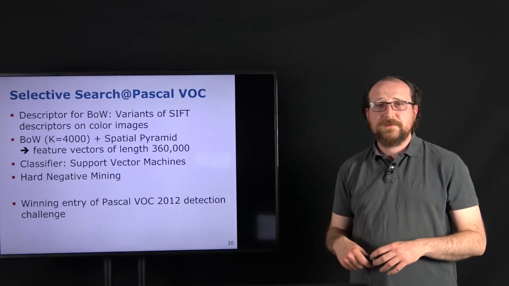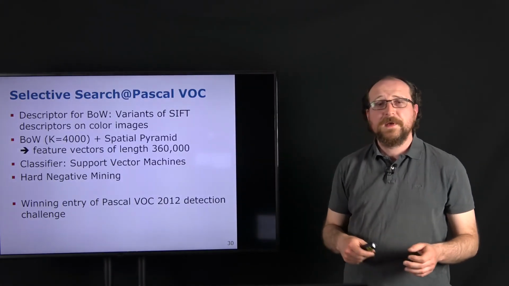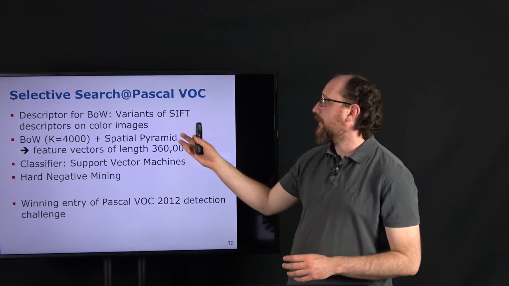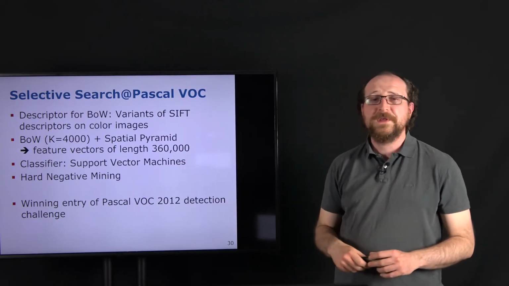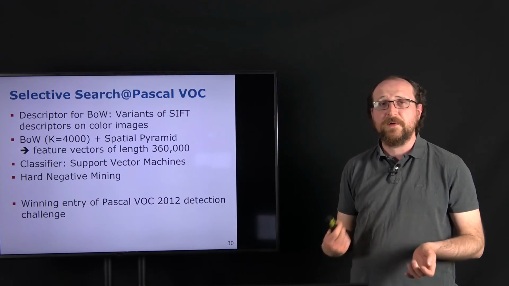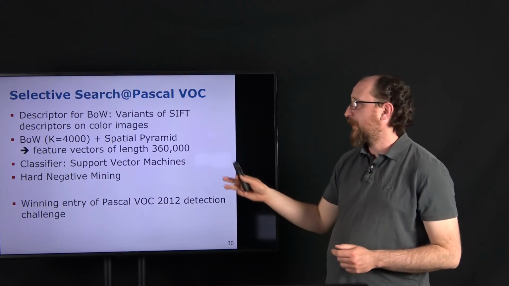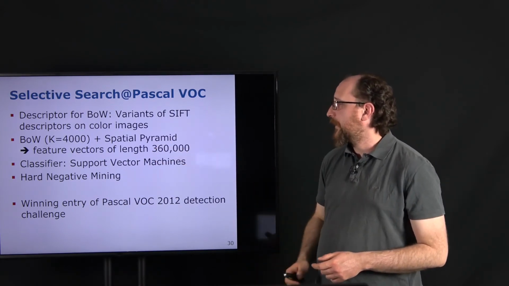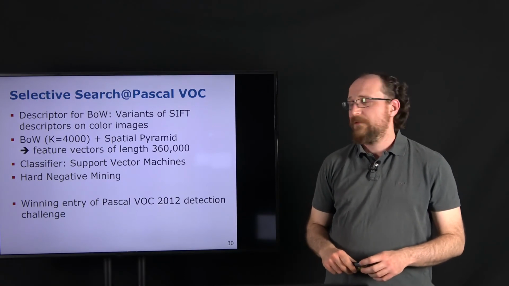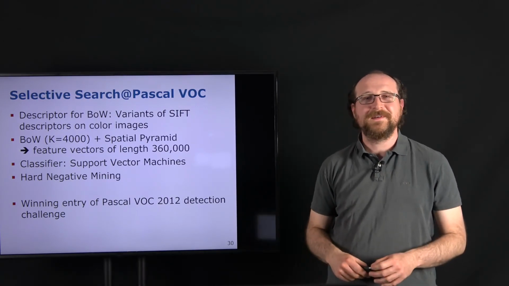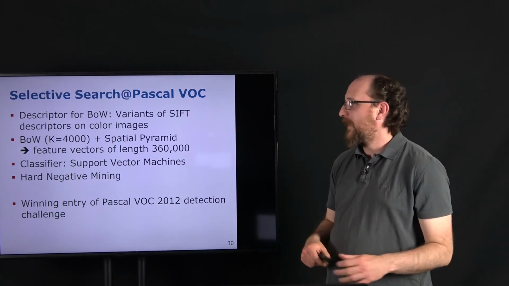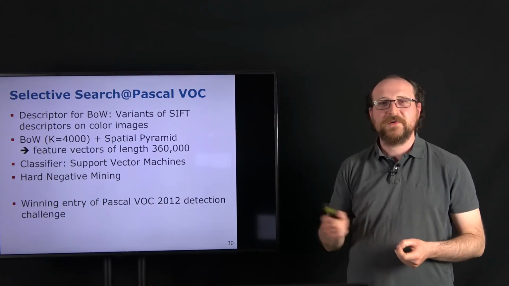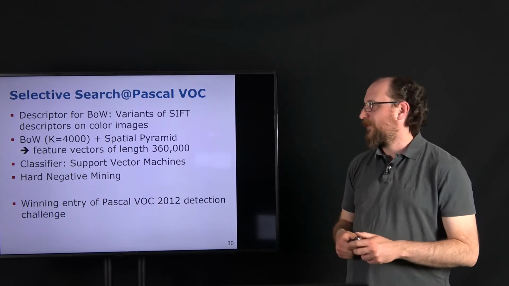Now coming back to selective search, especially for the Pascal VOC dataset, different variants of the SIFT descriptor were used. There are specific variants that also could work with color images. Here they used a bag of words with 4,000 entries and a spatial pyramid idea, and this results in feature vectors of size 360,000, which is a pretty hefty feature vector in the end. But because we are only evaluating these feature vectors for specific parts of the image and not exhaustively for all parts of the image, this is just fine.